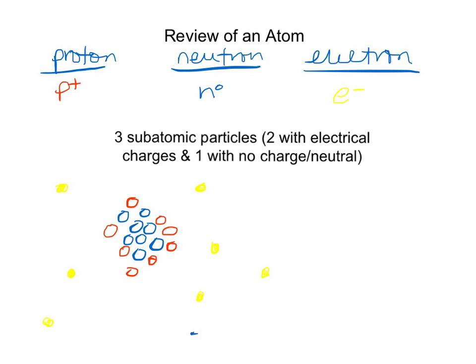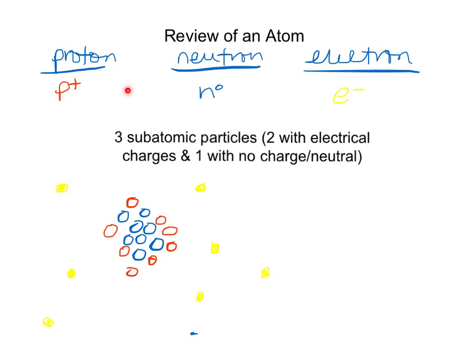Before we hop into making calculations about the components of an atom, I just thought we'd review what an atom is. If you remember back to the definition, an atom is the smallest particle that retains the chemical properties of an element. Here it says 3 subatomic particles. So it's composed of 3 subatomic particles, and 2 of them have an electrical charge and 1 does not, or we call it electrically neutral.